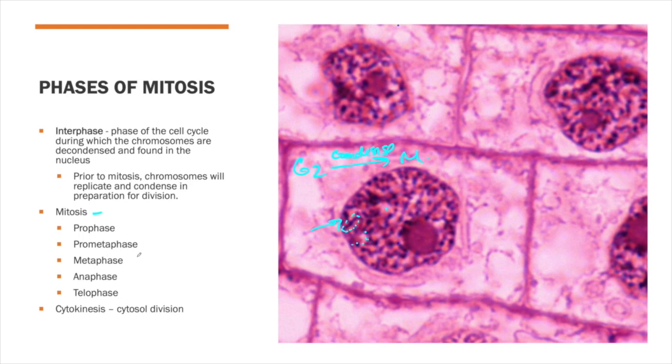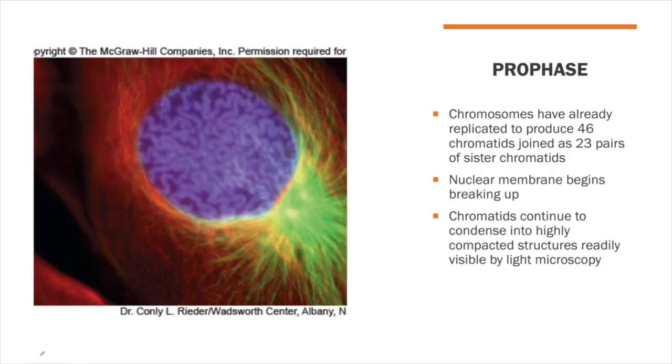Once we've entered into the M phase and our centrosomes have replicated, we now move into mitosis. And in mitosis, we have 5 phases. We have prophase, prometaphase, metaphase, anaphase, and telophase. Directly following mitosis and the end of the M phase of the cell cycle, we have cytokinesis, which is division of the cytoplasm and, of course, the cell membrane, and in plants, cell walls.